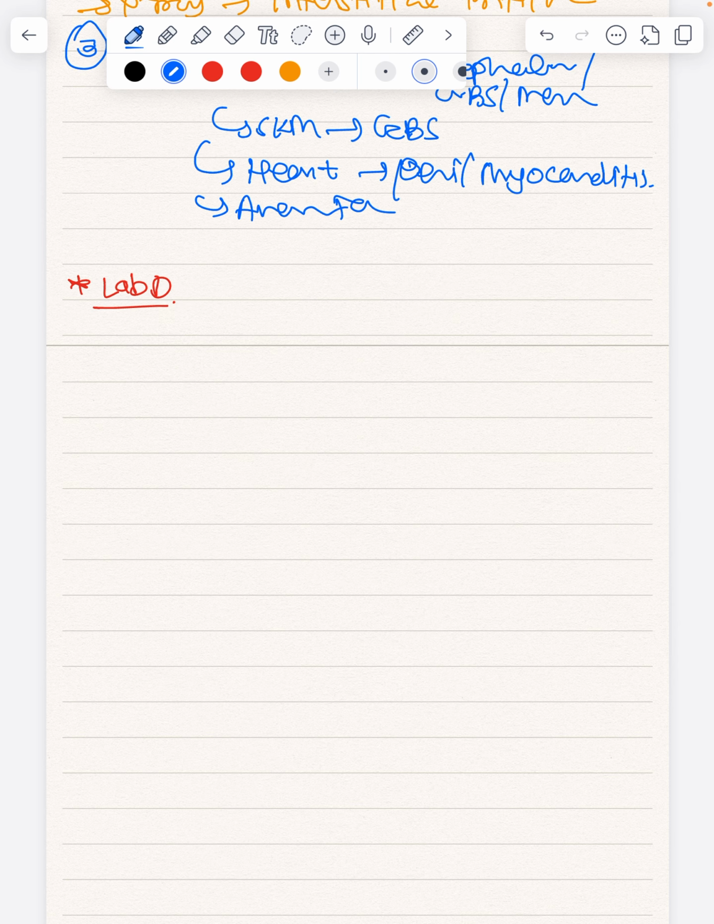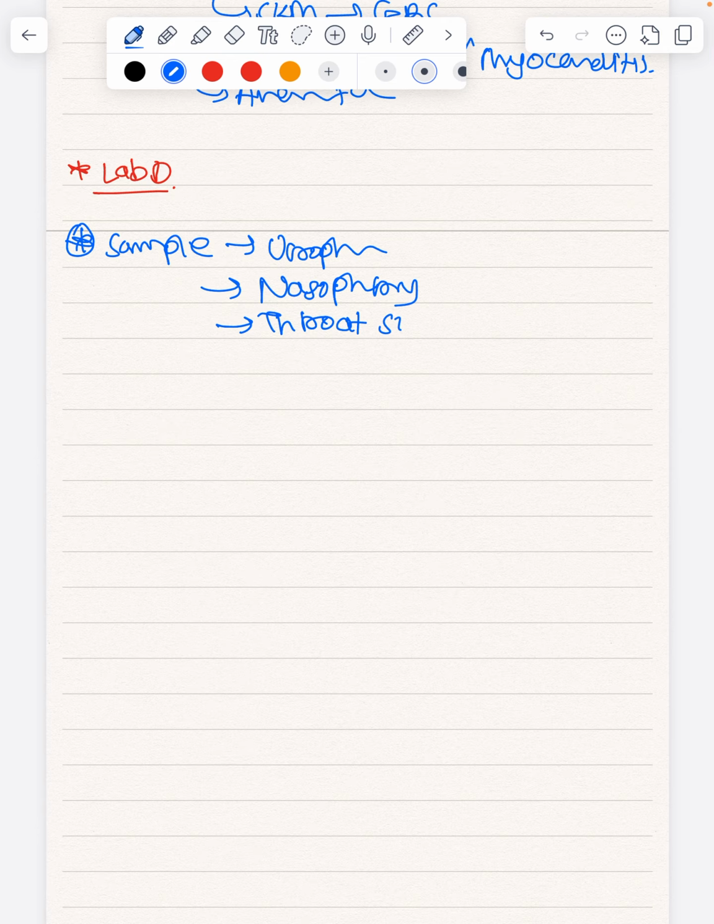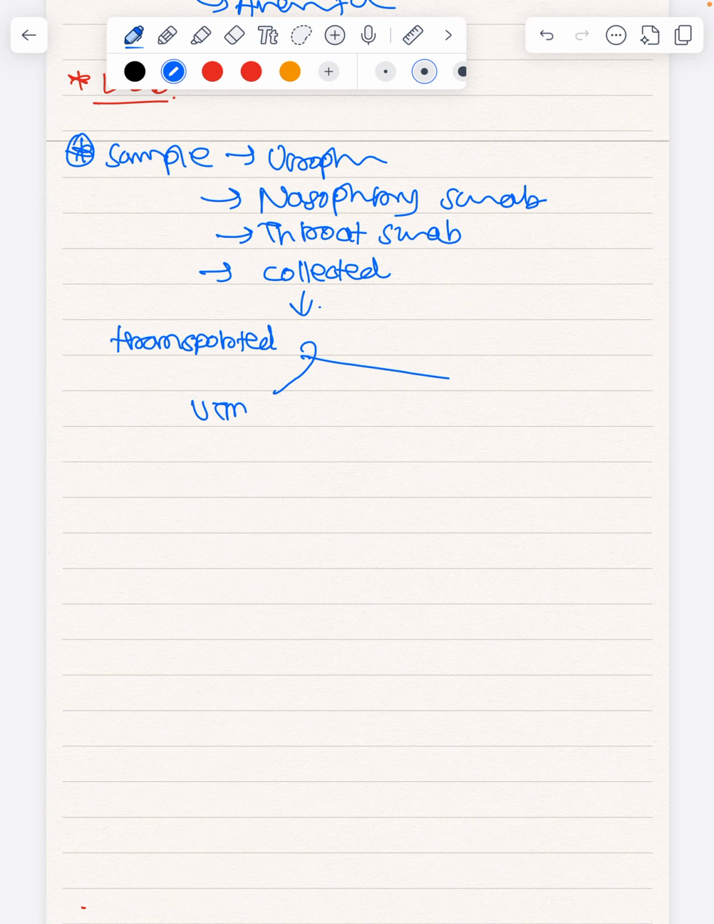Then coming to the lab diagnosis of mycoplasma pneumonia, first of all, the sample collection. The sample will be an oropharyngeal swab, or nasopharyngeal swab, then throat swab and nasopharyngeal swab. They are the most common samples. They should be collected, then transported in the following two media, either VTM or the standard mycoplasma transport medium.